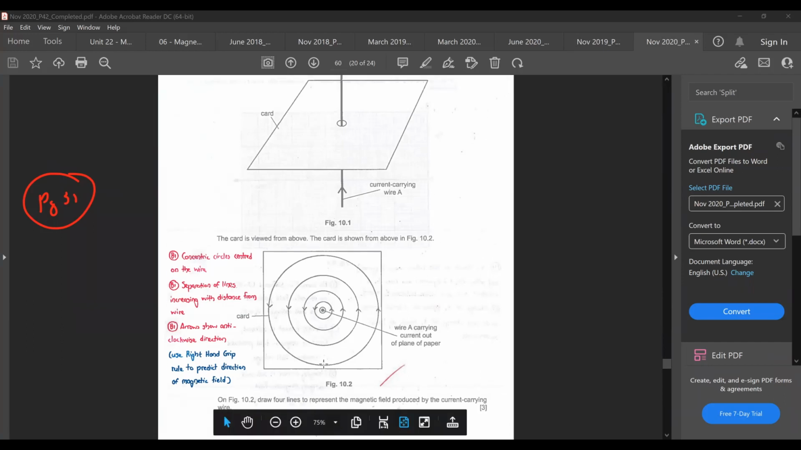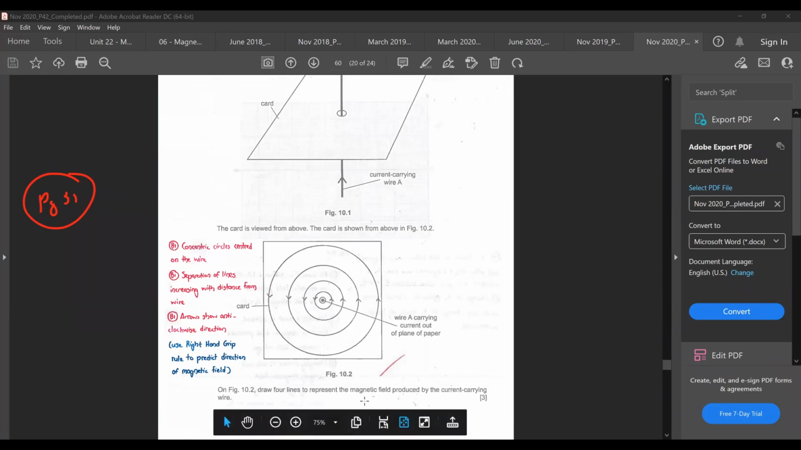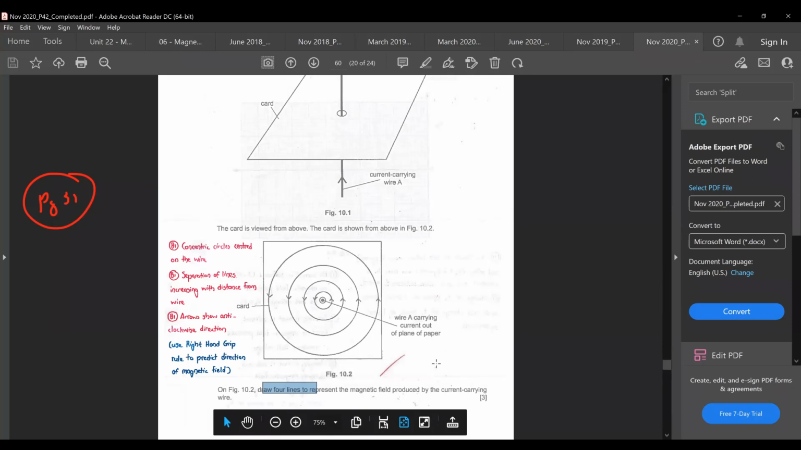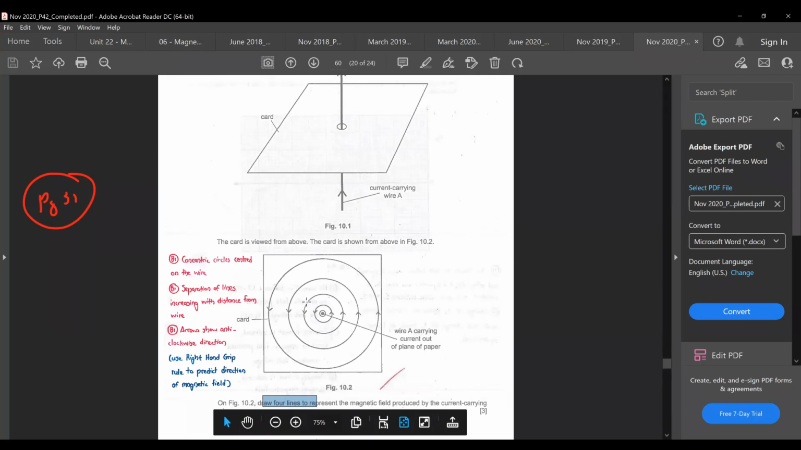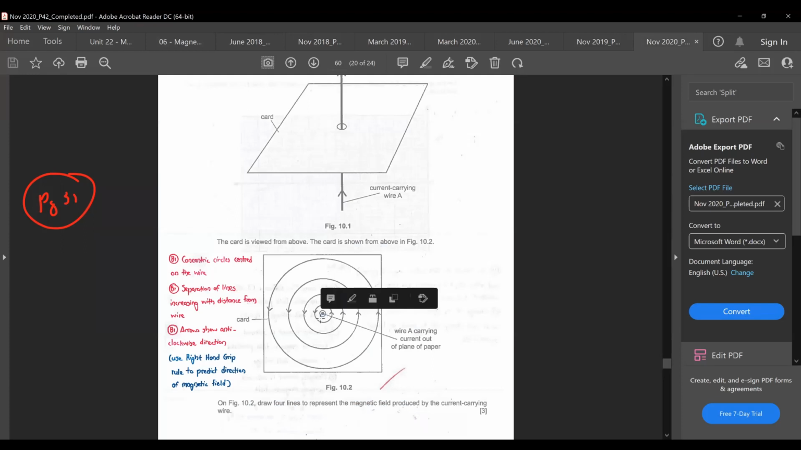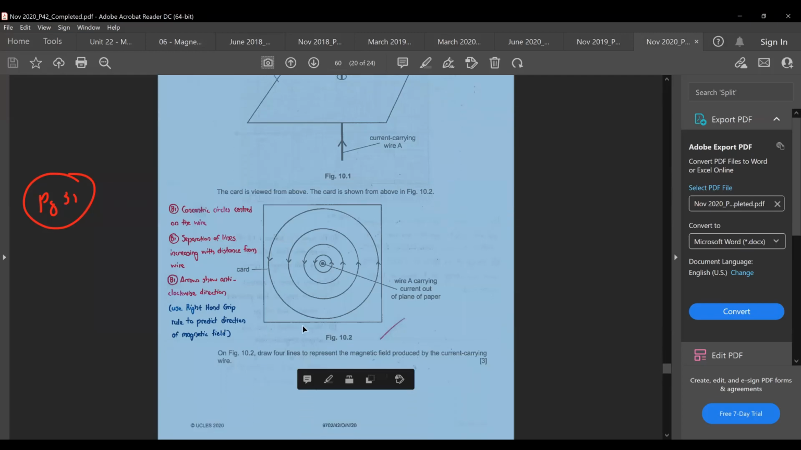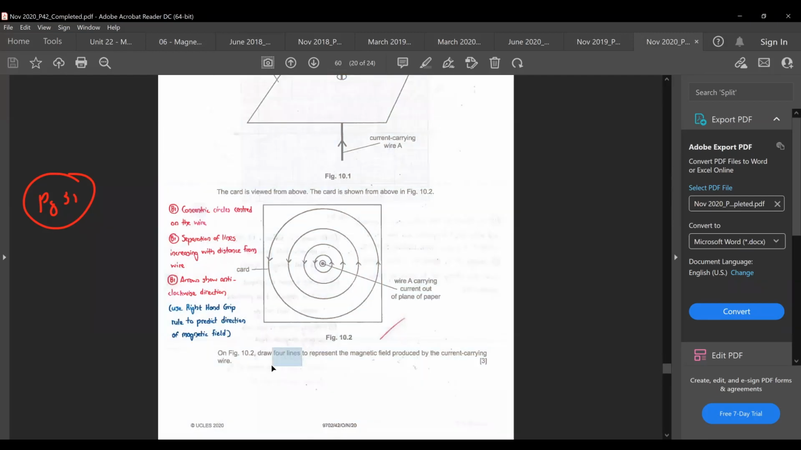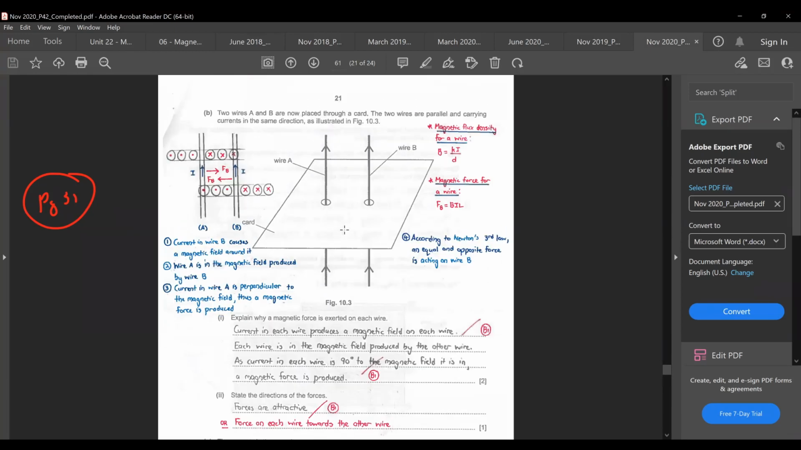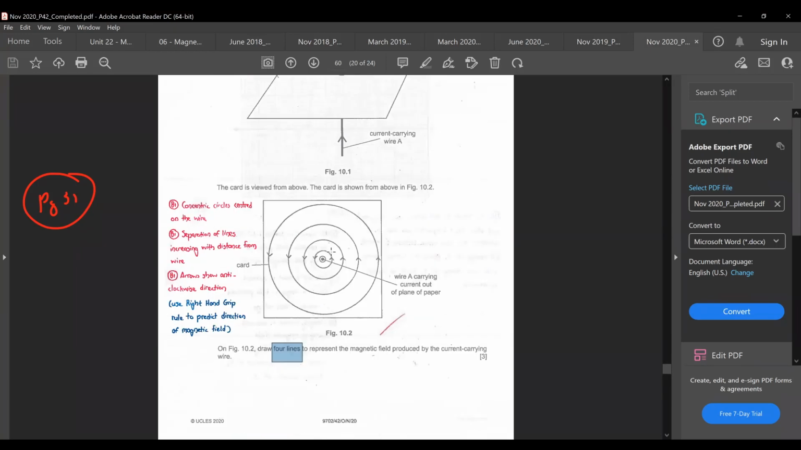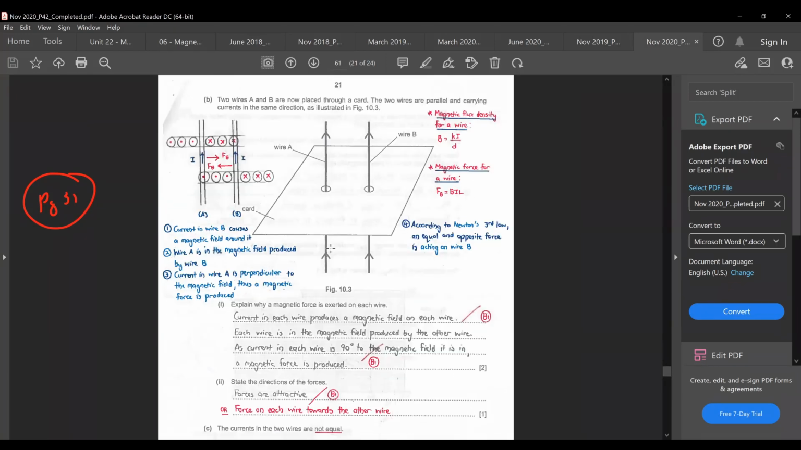On that same figure, draw 4 lines to represent the magnetic field produced by the current-carrying wire. So if the current is coming out of the plane of the paper, use the right-hand grip rule. Yep. The direction will be counterclockwise. And here the question specifically asks you to draw 4 lines, so draw the 4 lines. Make sure the spacing is increasing. Yep. So this one is okay.